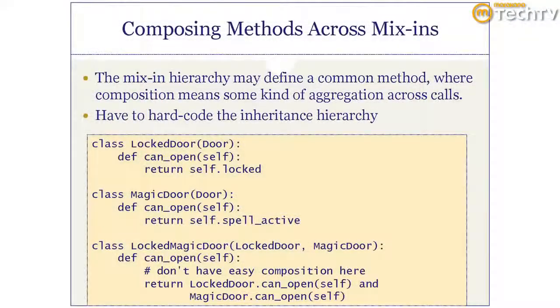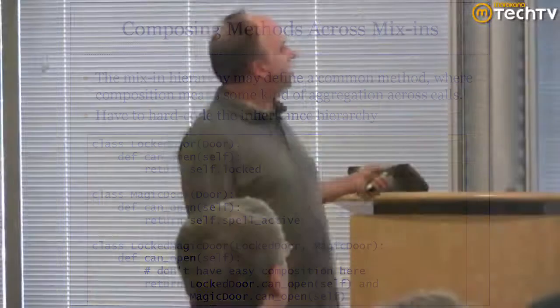The final issue is, let's say you have some method and many of the different mixins implement this method, and you want some way to aggregate the results. Here we want to say whether the door can be opened. You can do that, but ideally you don't want to use this style where you're directly referring to your base classes, because you're hard coding that inheritance and implementation into the thing. So you'd like a more elegant solution. Here are my recommendations on how to get around these issues.